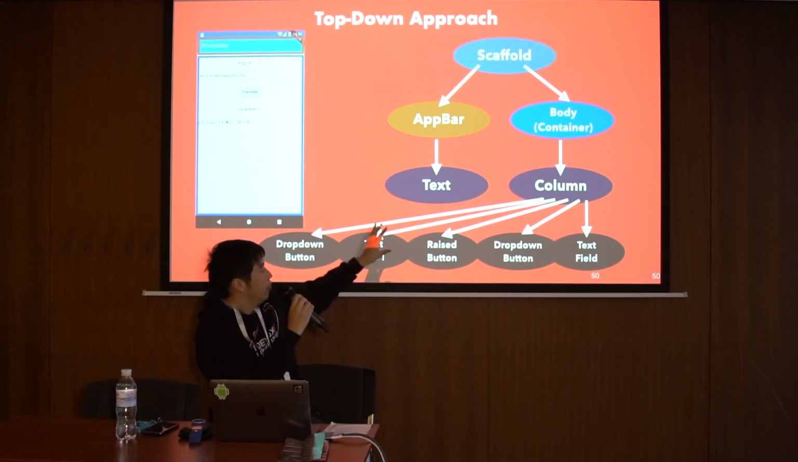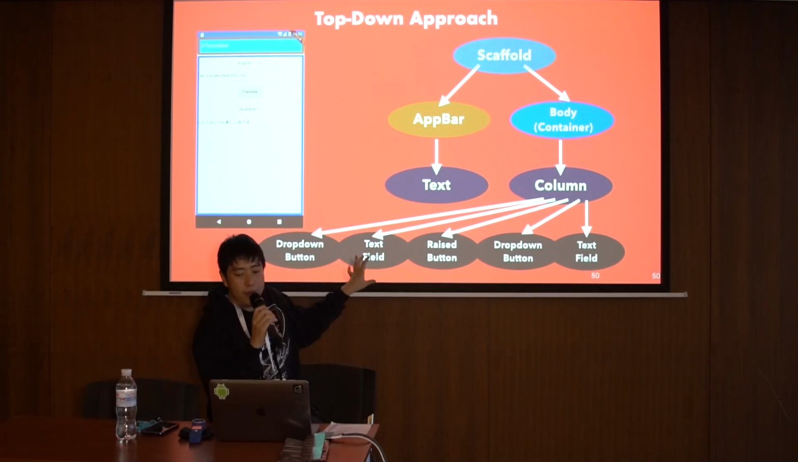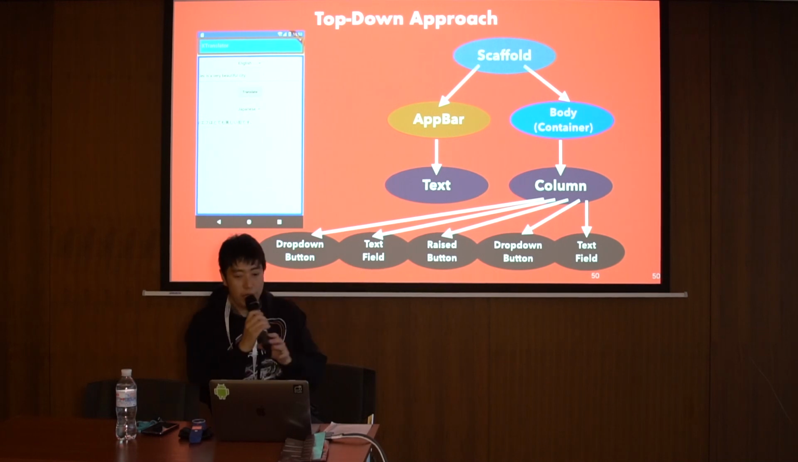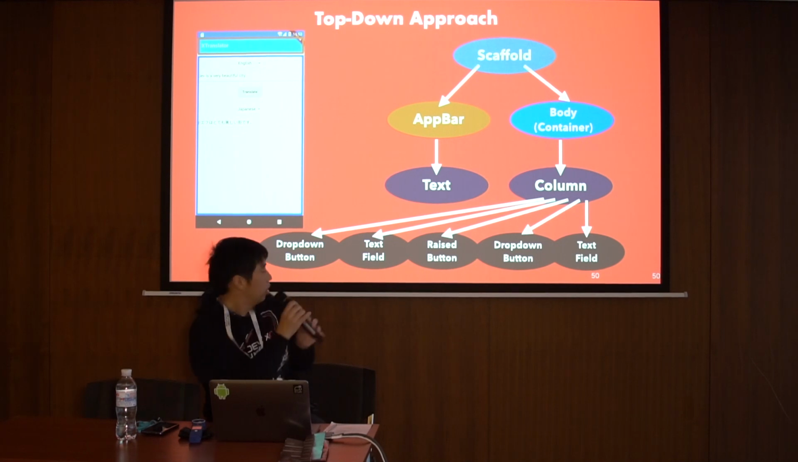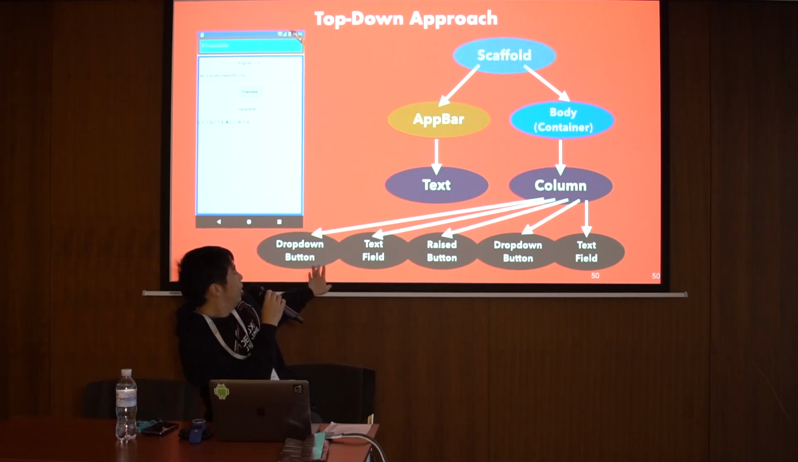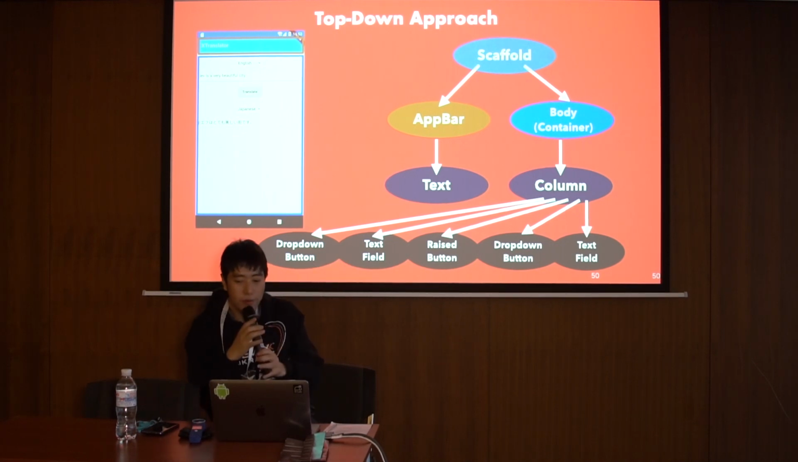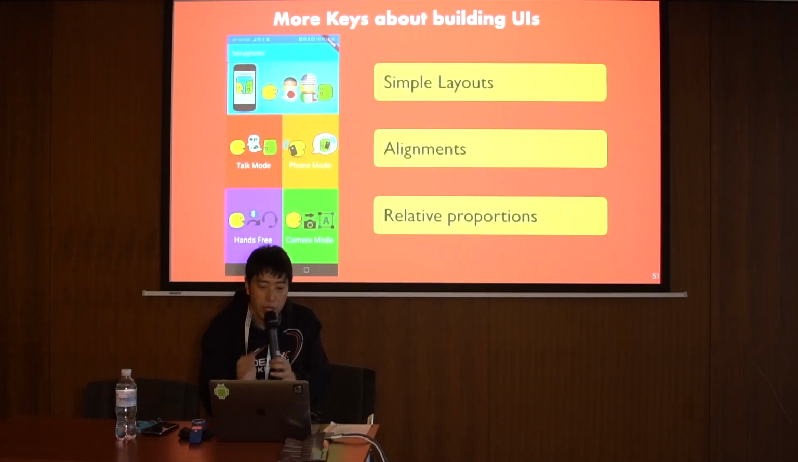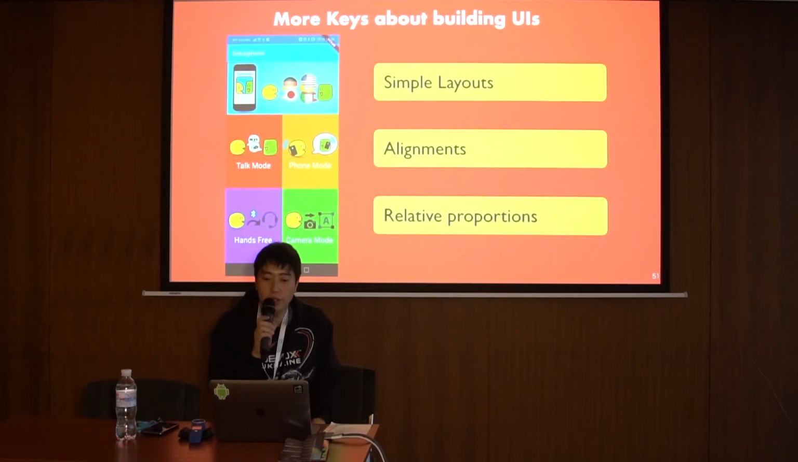And the column widget includes 5 components. Drop-down button, text field, raised button, and so on. Next, I'd like to show more keys. Simple layouts, alignments, relative proportions.